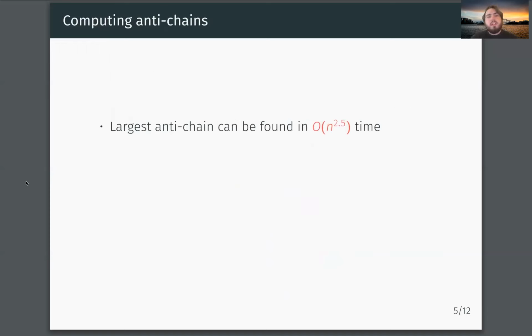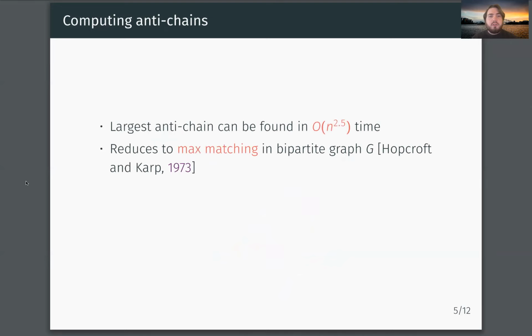So in terms of computing antichains, combinatorially speaking, the largest antichain on a poset of n elements can be found in n^2.5 time. How does this algorithm work? Well, you essentially reduce the computation to finding a maximum matching in some bipartite graph G, which you can define, and then recall that the Hopcroft-Karp algorithm can compute the maximum matching in a bipartite graph G in n^2.5 time. And from this maximum matching, you can extract an antichain and also a chain cover, which have the same size by Dilworth's theorem.